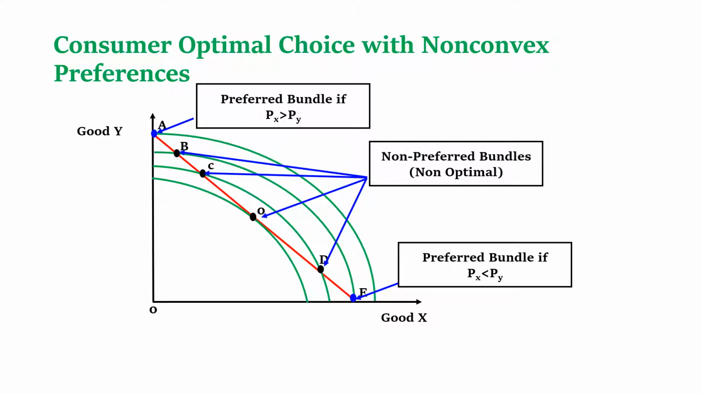So that is a simple case here. So if the price of good Y is lower than the price of good X, then the consumer is going to spend all his income on good Y. So it's going to be at point A. But if the price of good X is lower than the price of good Y, then the consumer is going to spend all his income on good X, and it's going to be at point E.